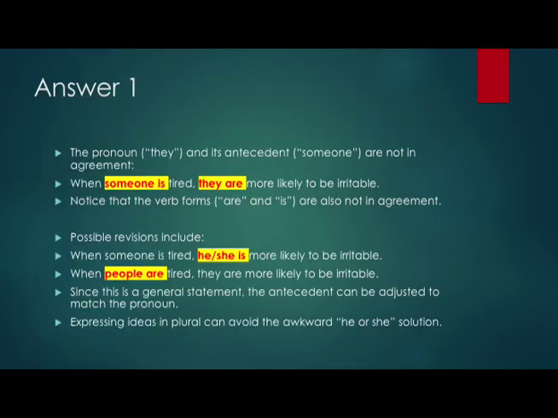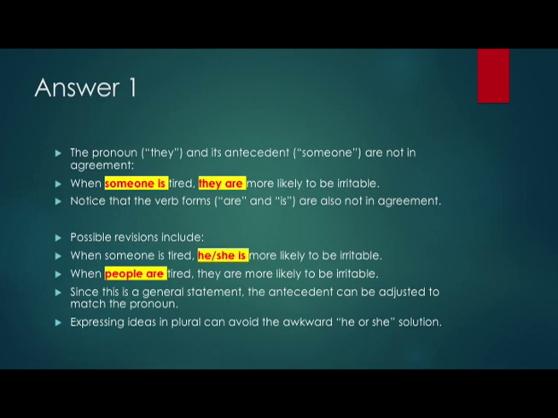So the pronoun they and the antecedent it refers to, someone, are not in agreement. When someone is tired, they are more likely to be irritable. Someone is singular, they is plural. The other thing that should provide a really strong clue is the verb forms. Someone is, the verb form is singular; they are, the verb form of to be is plural. So when the verb forms don't match, that's also an indication that this is going to be a problem.